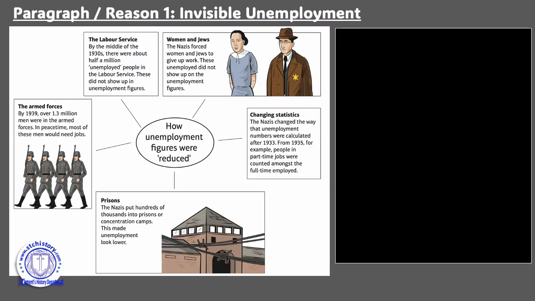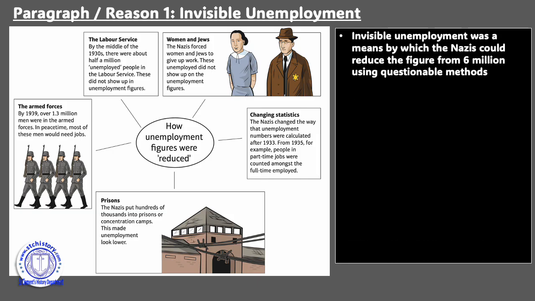You can pause the video if you want, really quickly, just have a scan of these key points that we want to talk about in a paragraph about invisible unemployment. Essentially, invisible unemployment is just a bit sly. They're fudging the figures a little bit to make it look better than it actually is. So you can see there the RAD, the armed forces, women and Jews, change in statistics, and prisons. So in the black box is some of the things that we might want to think about if we're planning this paragraph. Invisible unemployment was a means by which the Nazis could reduce that figure from the 6 million using questionable methods, shall we say.